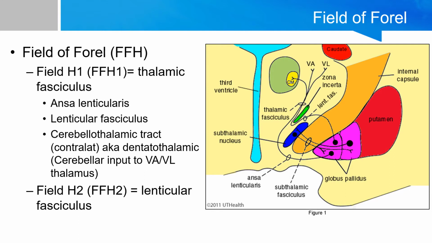The next structure is called the lenticular fasciculus, over here. These fibers travel from the globus pallidus internus and pass through the internal capsule and travel on top of the subthalamic nucleus here before they loop dorsally and rostrally towards the VA-VL. And the lenticular fasciculus then joins the ansa lenticularis to become the thalamic fasciculus.